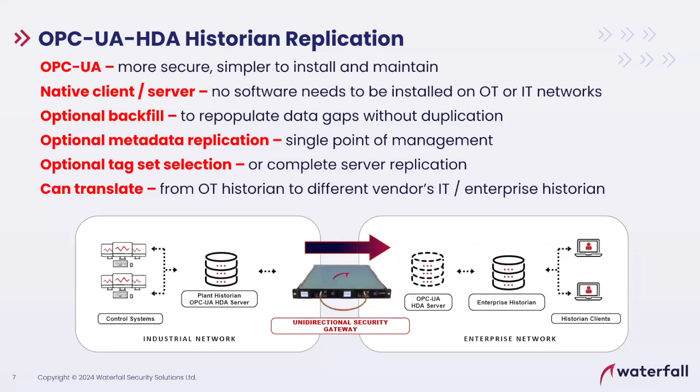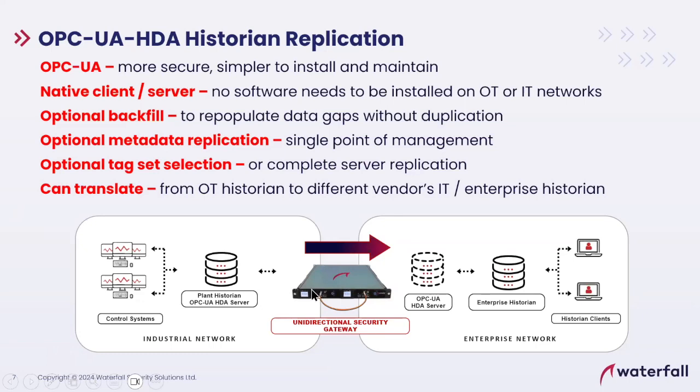Let me speak to the diagram for a minute before I go into the features. How does it work? It works the way you expect. We've got a plant historian. It might be Wonderware. It might be Aveva PI. It might be a Siemens historian. You might have lots of different kinds of historians in different plants. Almost all of them today have a historical data access interface that can be accessed through OPC UA. So in this scenario, let's say we've got 5 or 6 different kinds of plants, each with a different kind of historian.